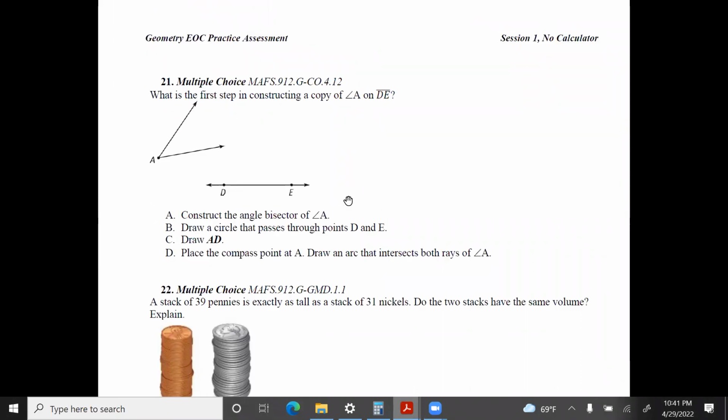So now, number 21. This one, it's kind of hard to demonstrate on here, but the idea is when you're copying an angle, first you have to start by putting your compass on the vertex and swing an arc through both sides. And then you bring it down to the other line, start from one of those points, and then swing that same size arc through the line and high enough so that it would go through the other line once it's congruent. So what was the first step? A was the first step that we just said.